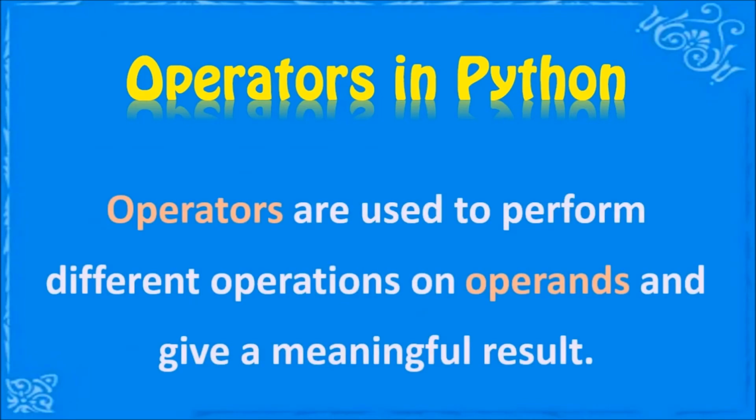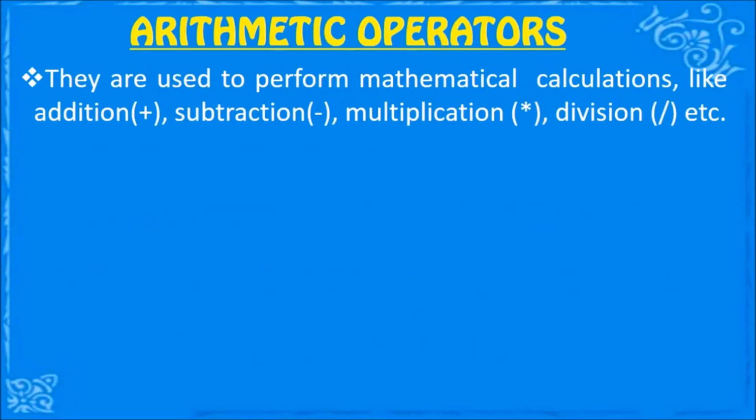Operators are used to perform different operations on operands and give a meaningful result. Operands are the values. Here are some different types of operators. The first is arithmetic operator. They are used to perform mathematical calculations like addition, subtraction, multiplication, division, etc. And there are two types of arithmetic operator.